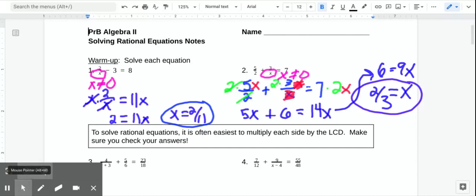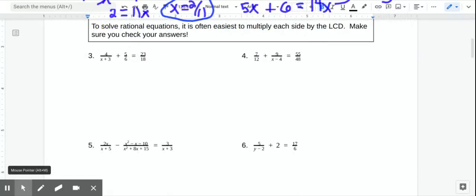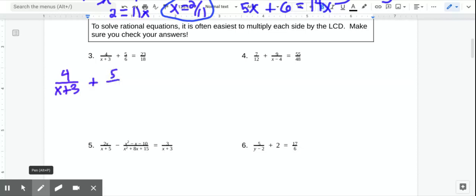So this second strategy that we used in the second problem is the one that we're going to use when they get more complicated. We want to multiply by the common denominator, and that's going to get rid of all of our fractions, and it'll make the problem way easier to do. So I'm going to rewrite this so that I have more room so you can see it clearly. So this is the problem.